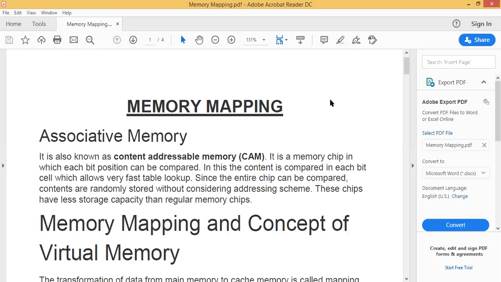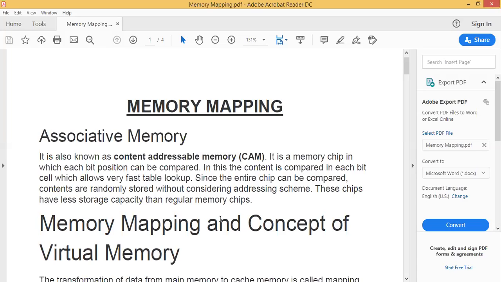Associative memory, also known as CAM memory, content addressable memory, is a memory chip in which each bit position can be compared. In this content, it is compared in each bit cell, which allows very fast table lookup. Since the entire chip can be compared, contents are randomly stored without considering addressing scheme. These chips have less storage capacity than regular memory chips. Okay.